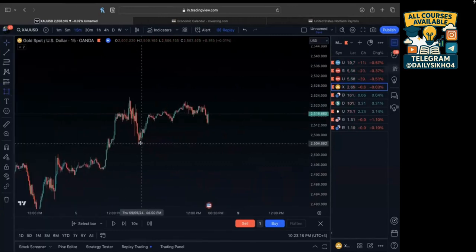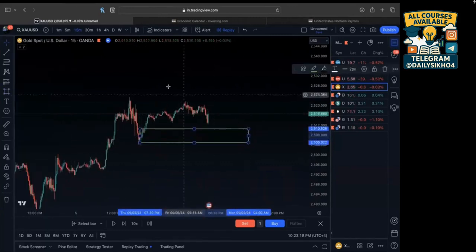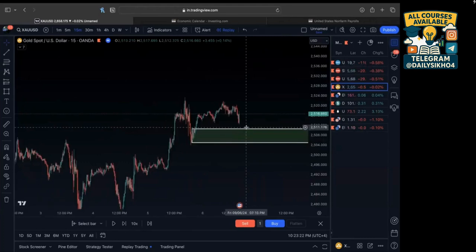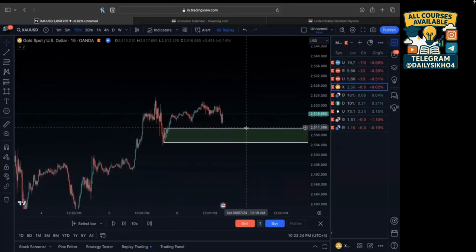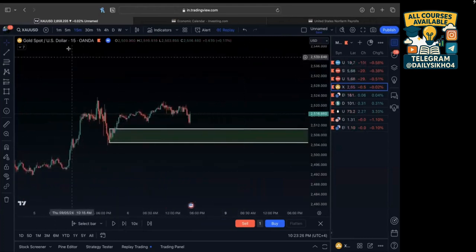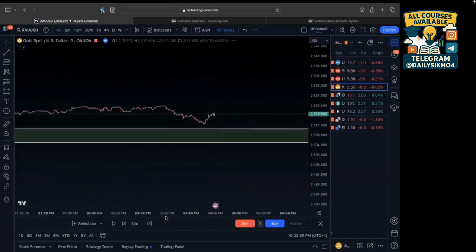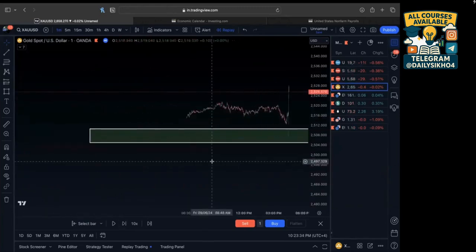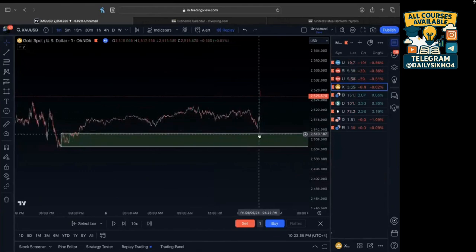I also predicted that there is this particular demand zone, and price would tap in here and go up. This is what my prediction was, and precisely that is what happened. If you see, price took liquidity and then went up. This is what you will understand when you study news.